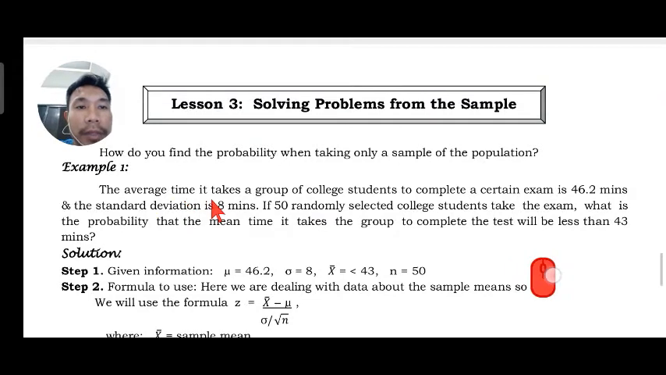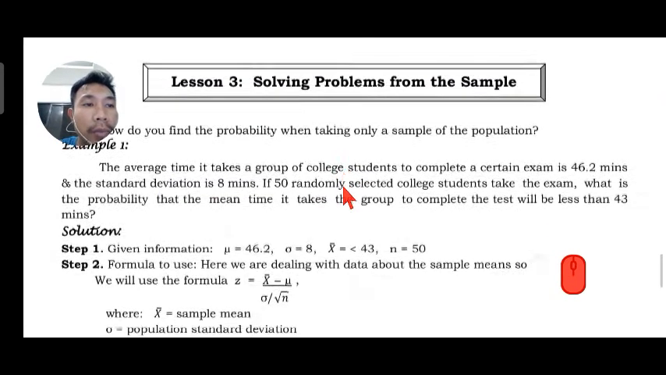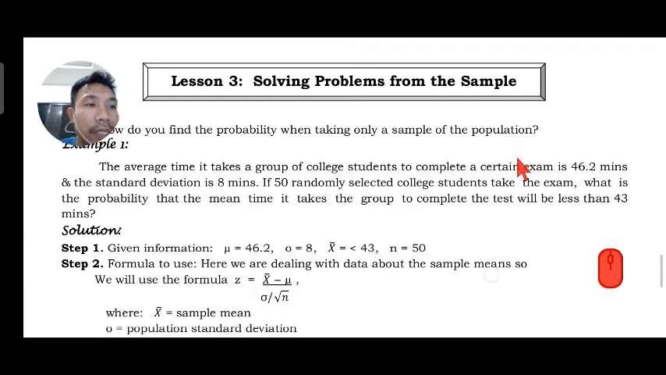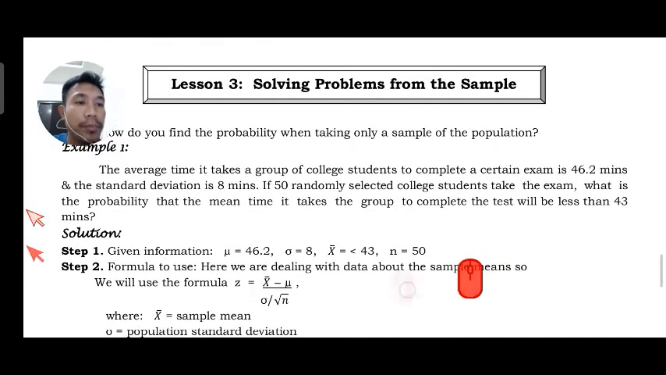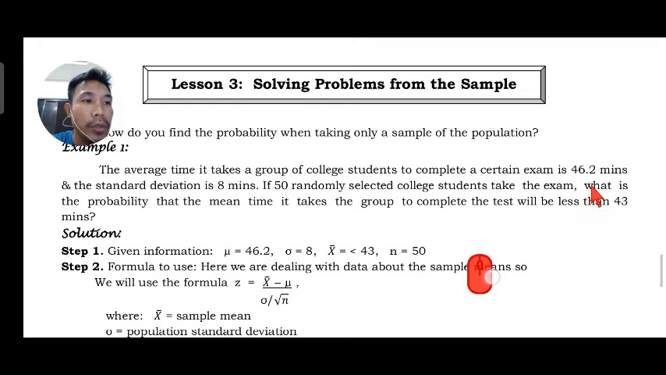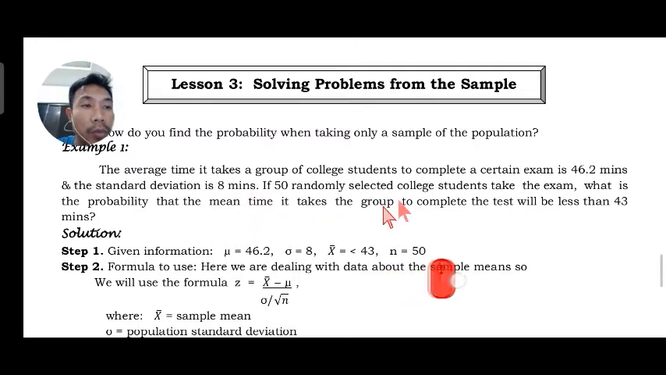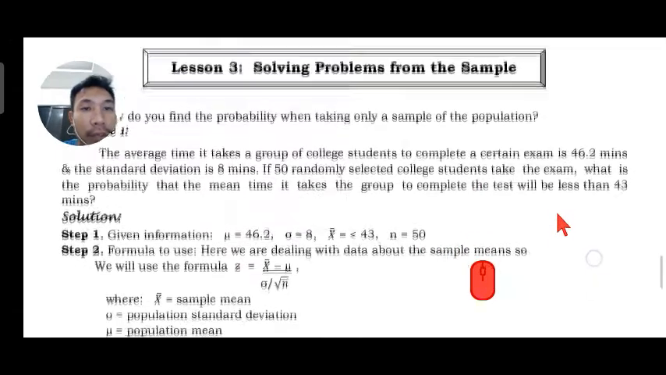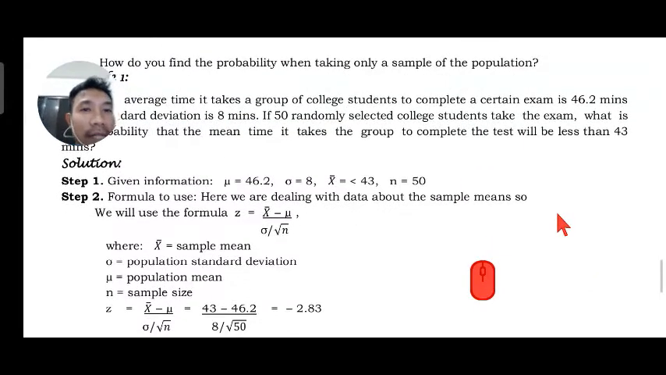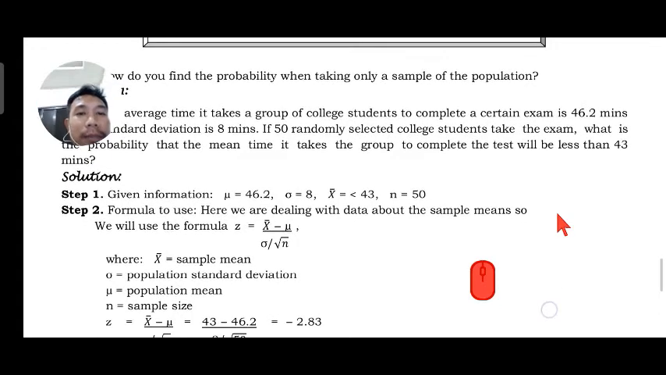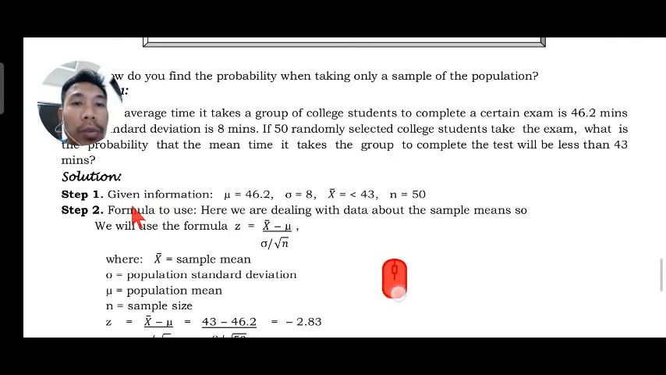The average time it takes a group of college students to complete a certain exam is 46.2 minutes and a standard deviation of 8 minutes. If 50 randomly selected college students take the exam, what is the probability that the mean time it takes the group to complete the test will be less than 43 minutes? So, less than. So, pababa na naman tayo. Less than. Okay, solution.